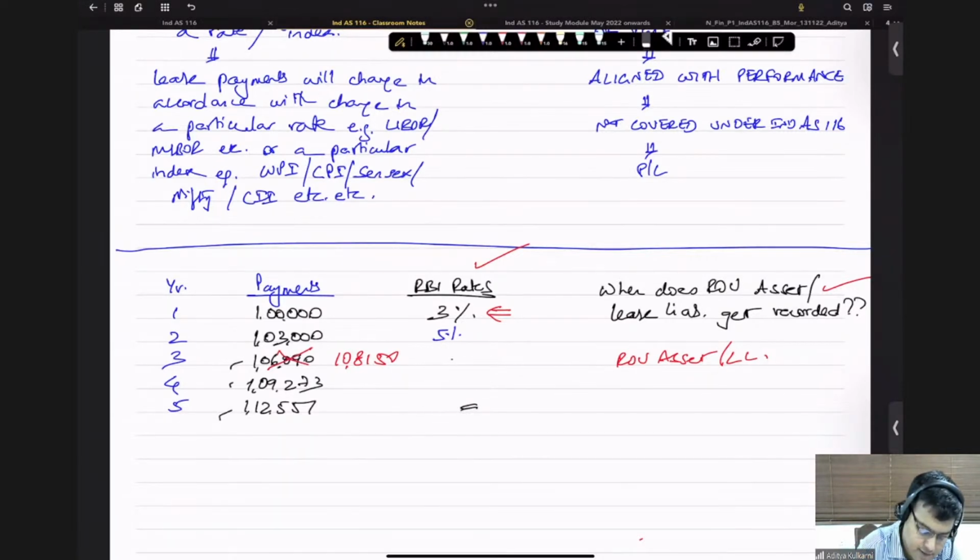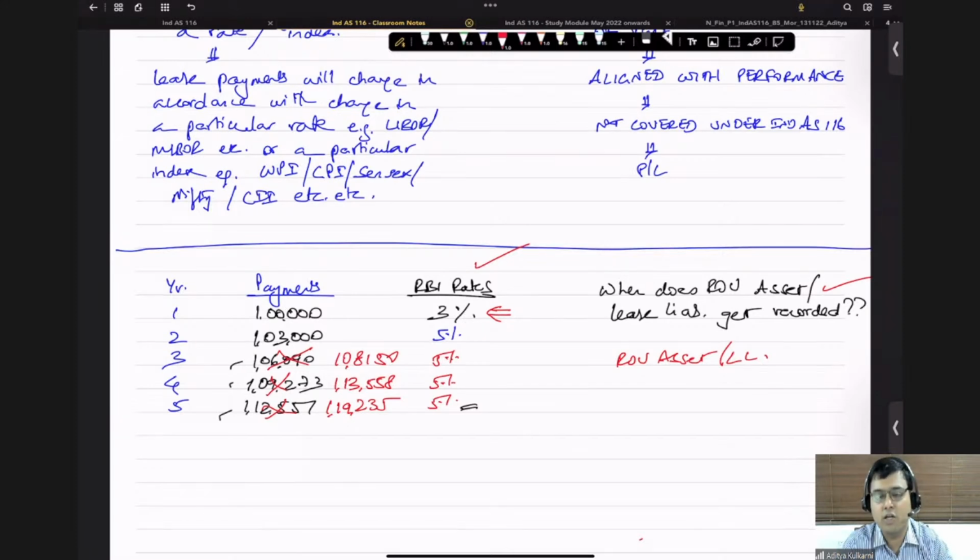Remove all this 3%, keep it at 5% henceforth, because that is the latest rate which is there, and then proceed to calculate. So 108,150 into 1.05. So 1,13,558 into 1.05, 1,19,235. And this is how you will do the calculation from the second year onwards.